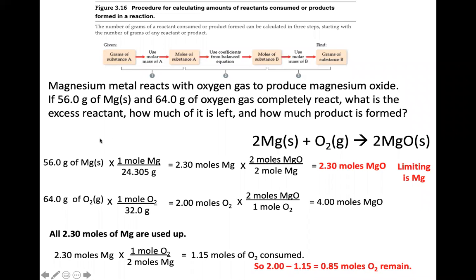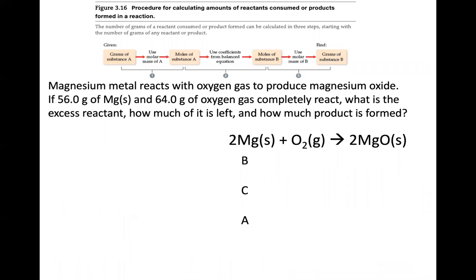This would be my approach if I was using dimensional analysis to solve this problem. However, if I had my choice, I probably would not use dimensional analysis. Anytime that I'm asked more than one detail here, what is the excess reactant? How much of it's left? How much product's formed? As soon as you ask me more than one aspect of the problem, I'm going to want to summarize it in a BCA table instead.